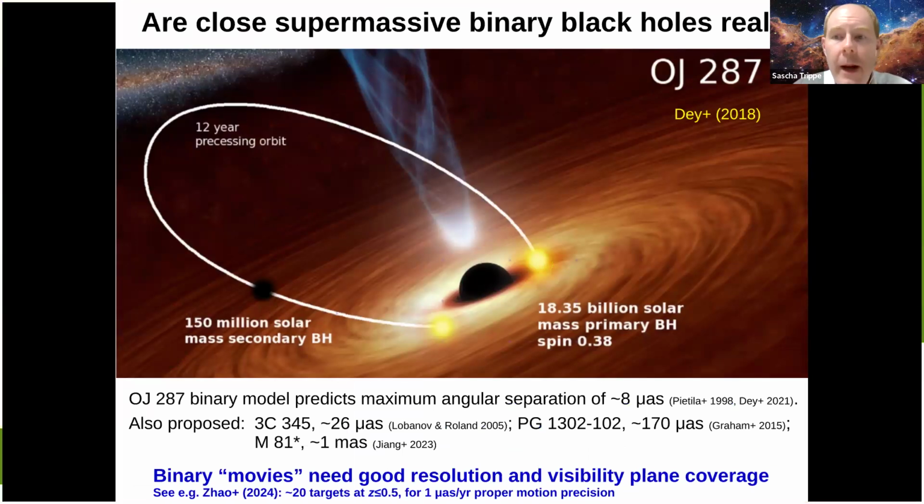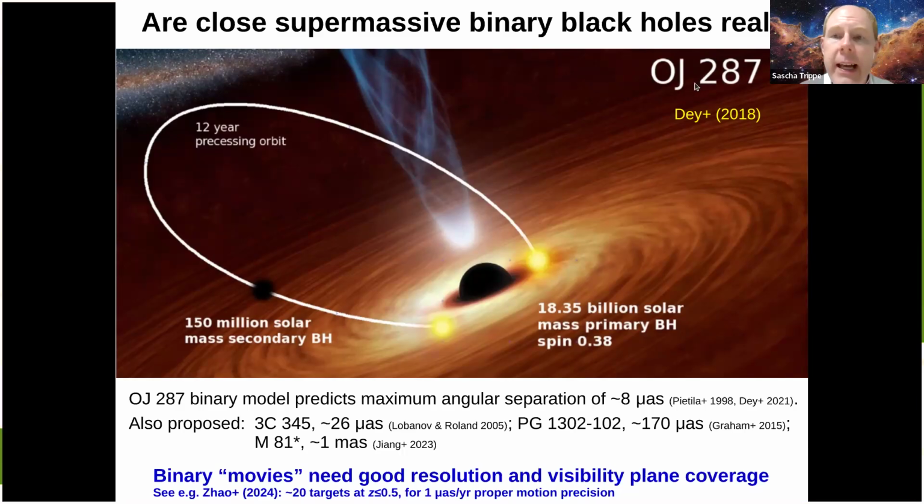Another science topic that has kept the community busy, well, I'm from the black hole and AGN community. This is why I get so excited about this so easily. But another science topic that has kept us thinking for a long time is that there are certain sources, certain AGN, for which it looks as if we are not looking at one supermassive black hole, but at a binary of supermassive black holes, a close supermassive black hole binary. So we are talking about orbital timescales of maybe a few years to maybe a few thousand years in the most extreme cases.